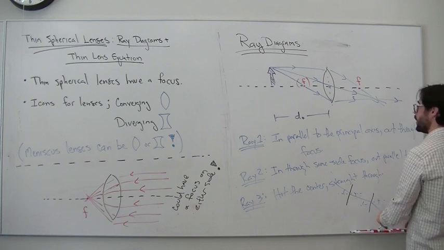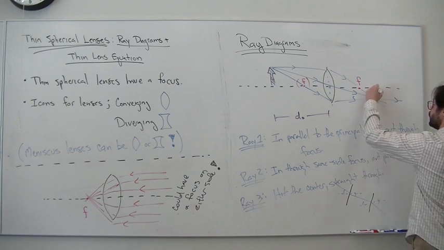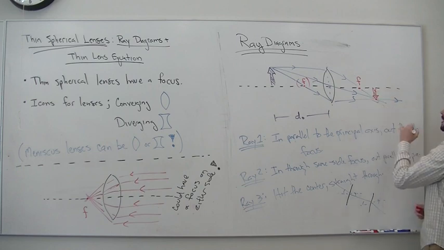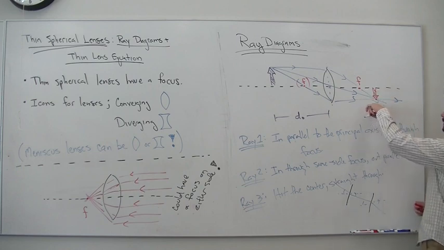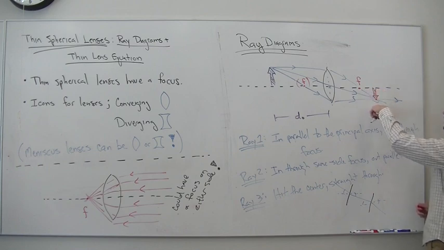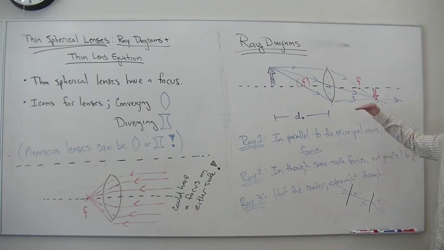And now we've got 3 rays, and they all seem to converge, and they give me what appears to be a real image, because the light rays actually converge there, and inverted because it's underneath the principal axis. In this case, it's a real inverted image. Okay, so that's the ray diagram for a converging lens.